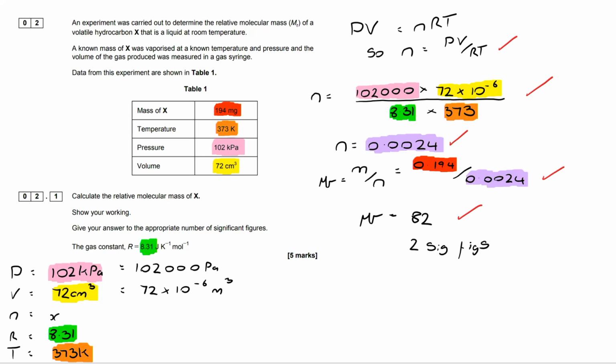Now that is to 2 sig figs, which is unusual because normally for an Mr it would be 1 decimal place. The question asks for the appropriate number of significant figures, and because the volume was only given to 2 significant figures, our answer cannot be more precise than that.